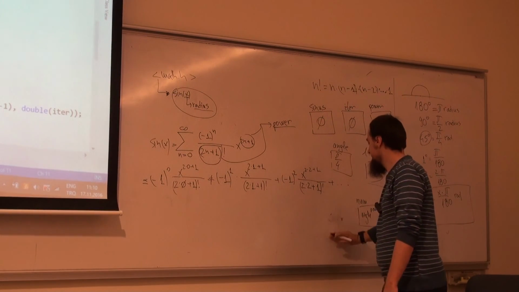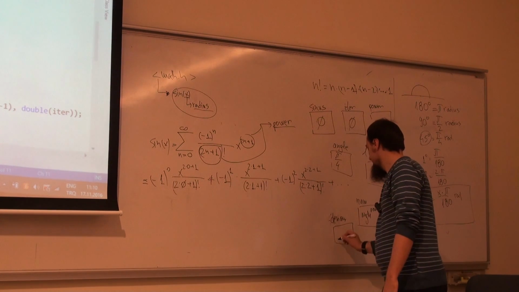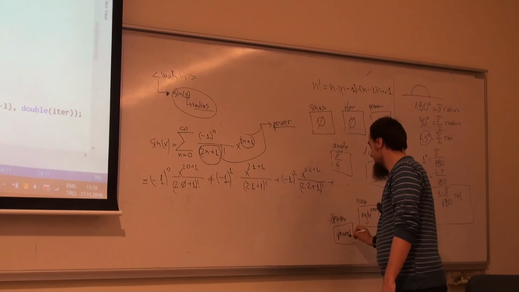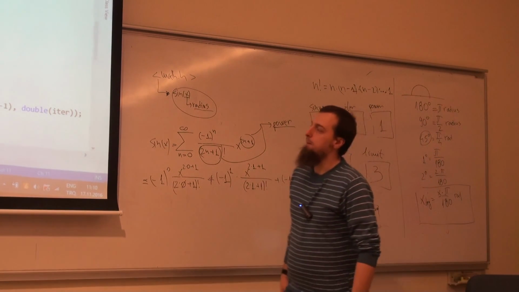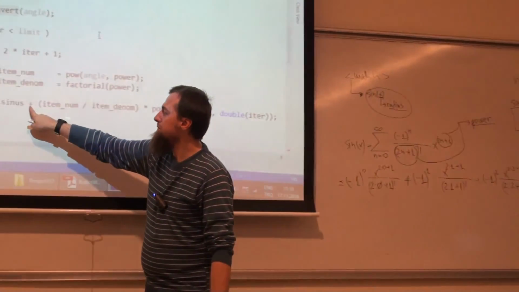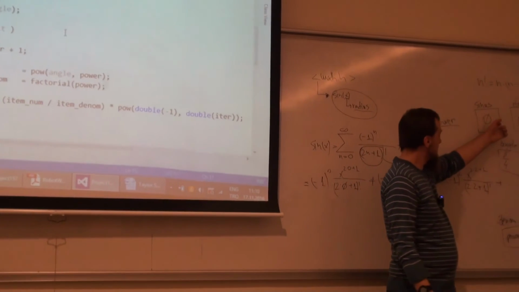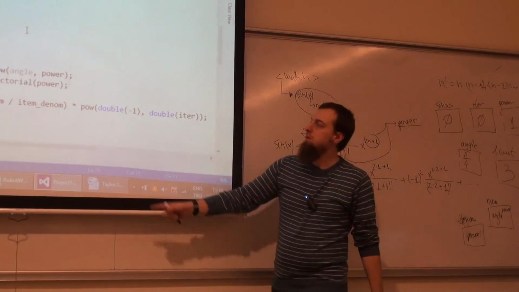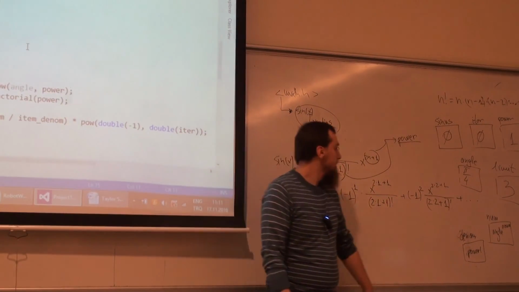So the denominator is the power of factorial. Okay? This is the denominator. Now, initially sinus is 0. We have 0 here, plus numerator divided by the denominator multiplied by minus 1 to the power of iterator.